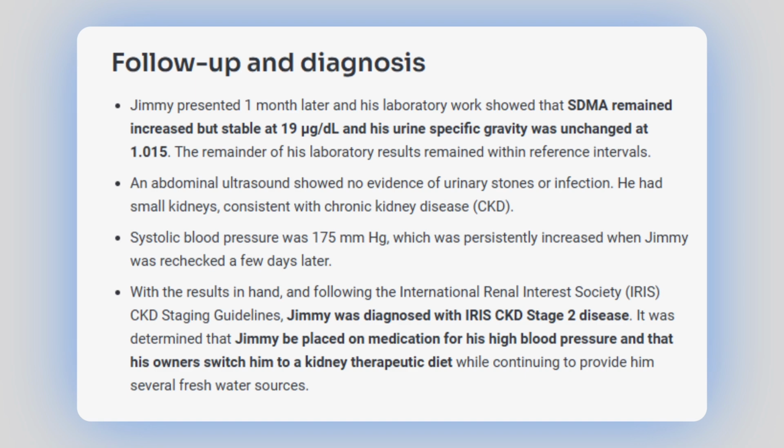So Jimmy came in a month later, and we did some blood work, and it looks like the SDMA remained increased but stable. We were at 23, now we're at 19, and the specific gravity was unchanged at 1015, and the remainder of his blood work looked pretty normal. The abdominal ultrasound showed no evidence of urinary stones or infection. However, he had some small kidneys, which the doctor said could be consistent with chronic kidney disease. Then we did a blood pressure, and it was 175 millimeters of mercury, which was persistently increased when Jimmy was rechecked a few days later.